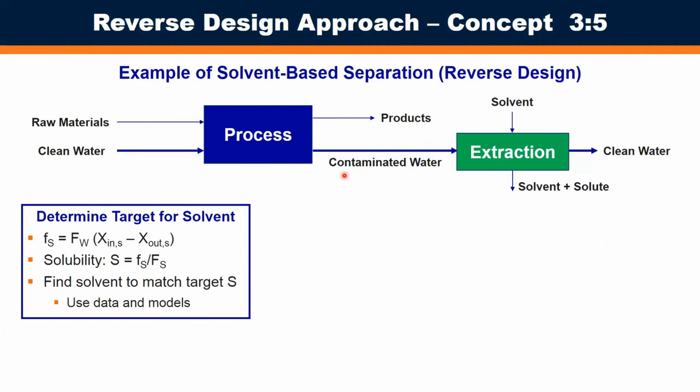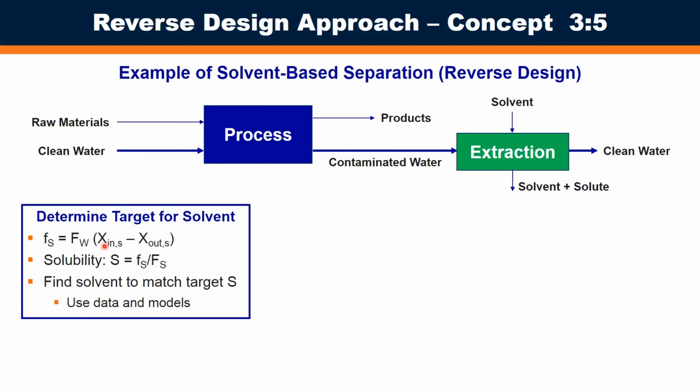So the first thing we have to do is determine the target for the solvent. The solvent is unknown at this point, but we can calculate this from a simple mass balance. We know that the flow rate of the solute is going to be, we're removing it 100%. That's our goal, and so it's the flow rate of the water going into the system minus the composition change in terms of the pollutant. The solubility is the amount of solute over the amount of solvent needed, and so we're trying to find the solvent to match this target for the solubility.